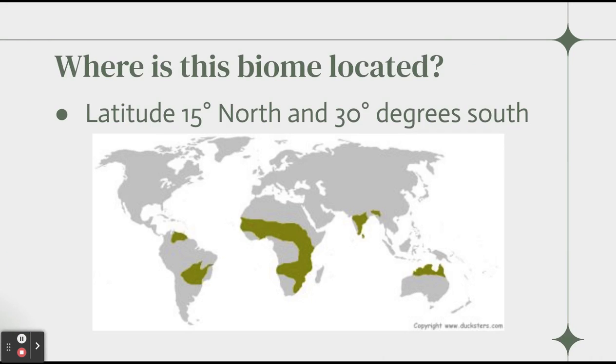As for where it is located, in this map you can see that savannas are accumulated around the equator with a latitude line of 15 degrees north and 30 degrees south. It is also mainly prevalent in areas of Africa.